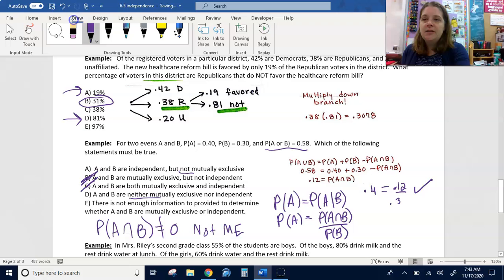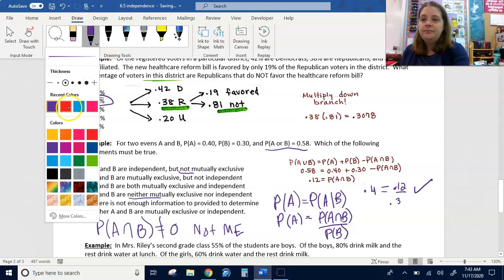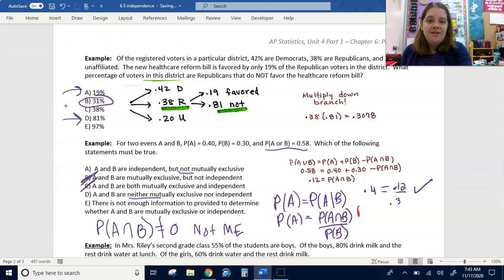Another way to test for this is to use that product. I know that in the case of independence only, the probability of A and B should equal the probability of A times the probability of B. Okay, if it's independent, this is true.